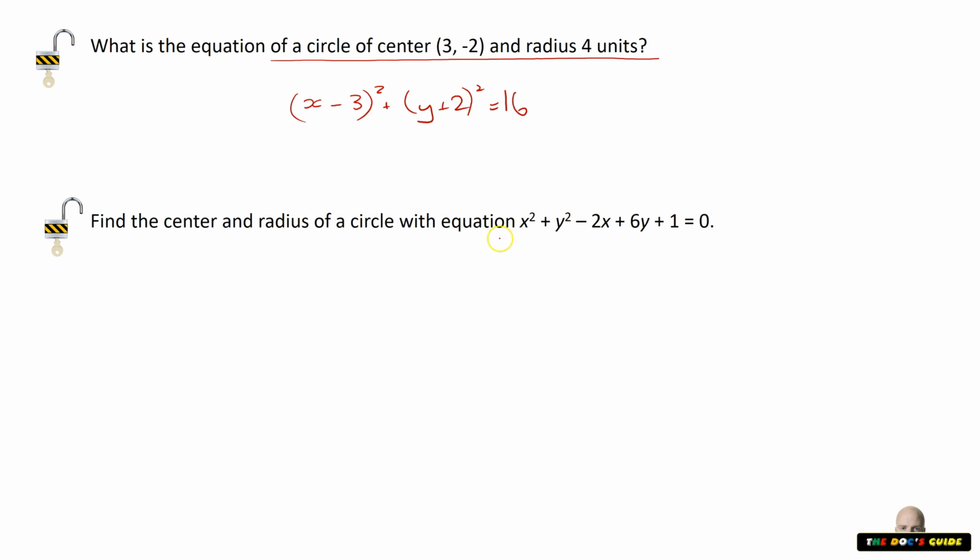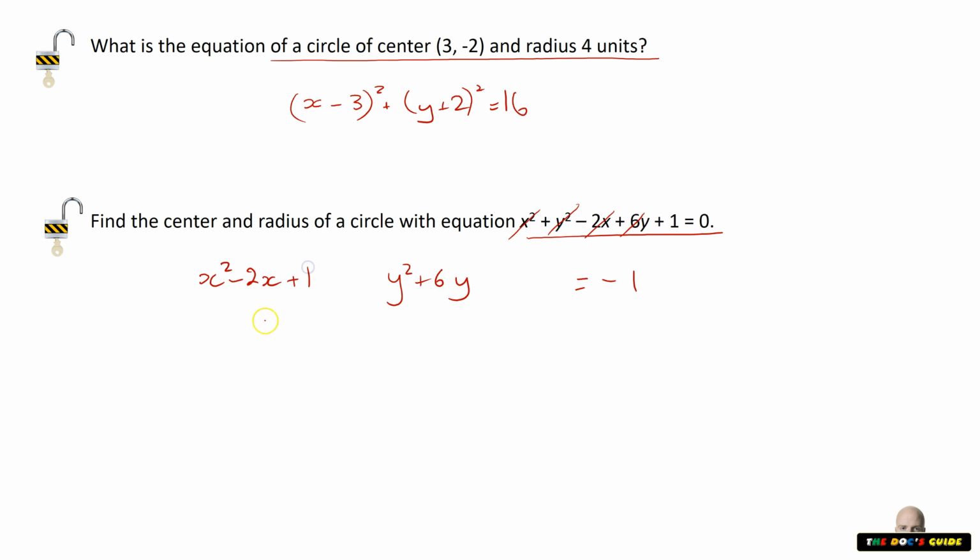Find the centre and radius of a circle with this equation. Well, we've done these before as well, where what we do is complete the square. So if we take this expression, just shuffle things around a little bit, so we've got our x squared minus 2x and our y squared plus 6y. And let's take our constants, which are just the 1 here, and we'll shuffle it across to the other side of the equal sign.